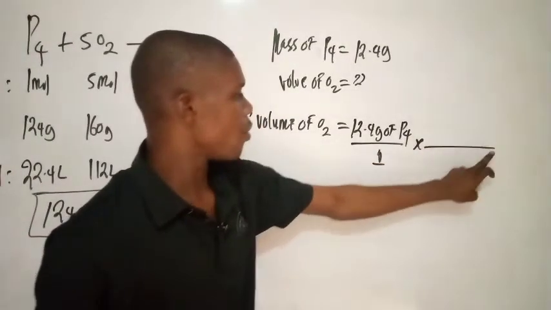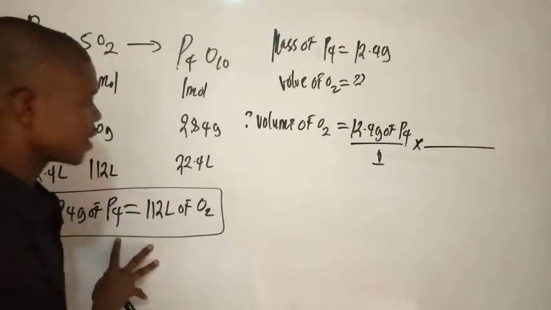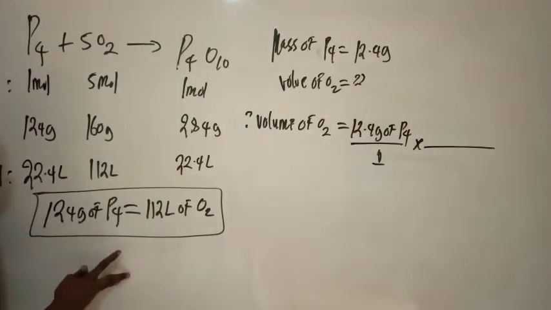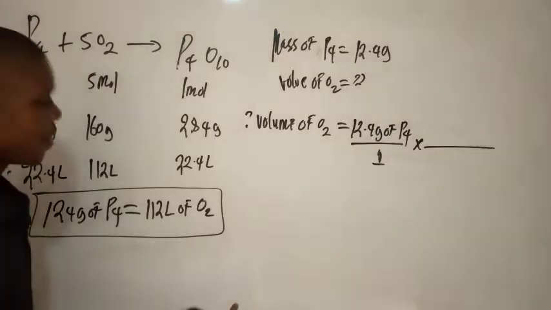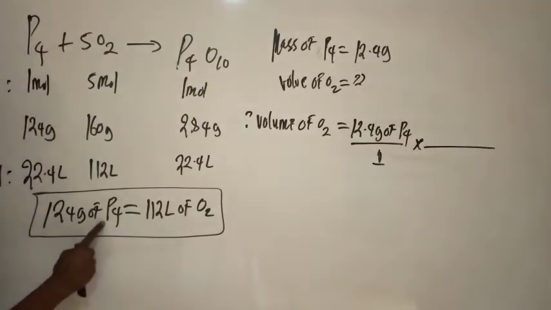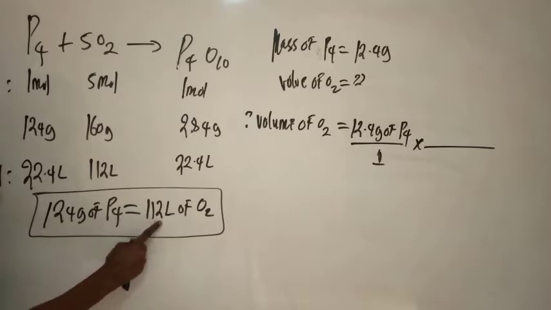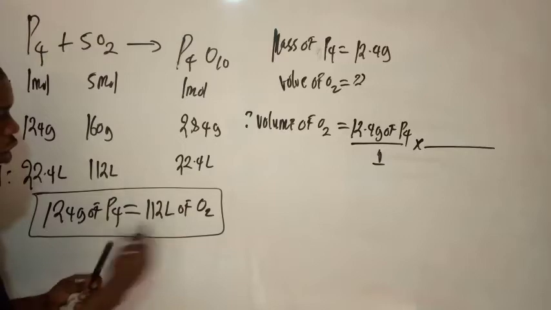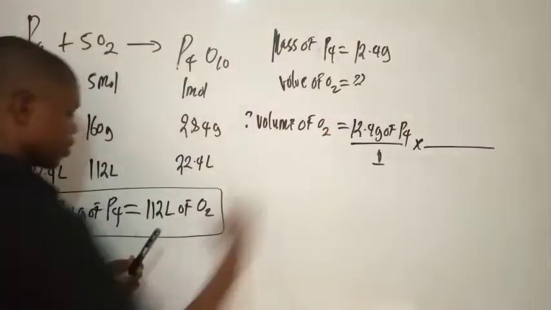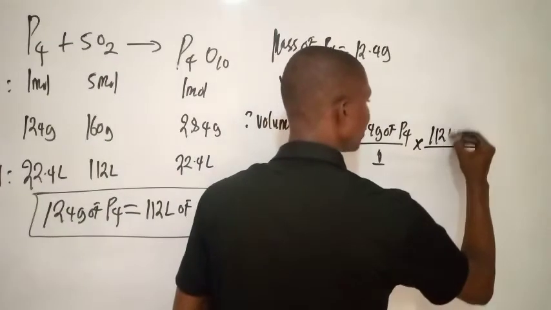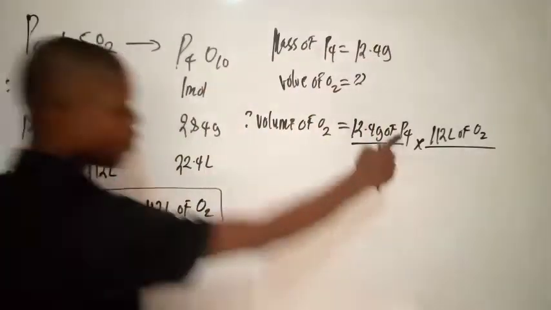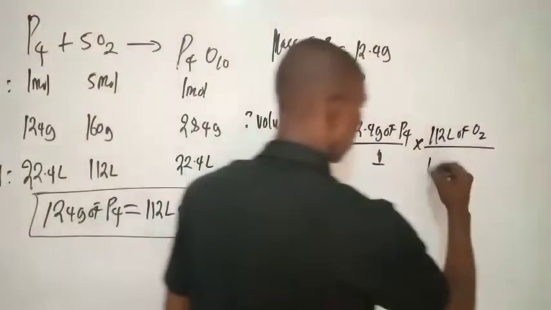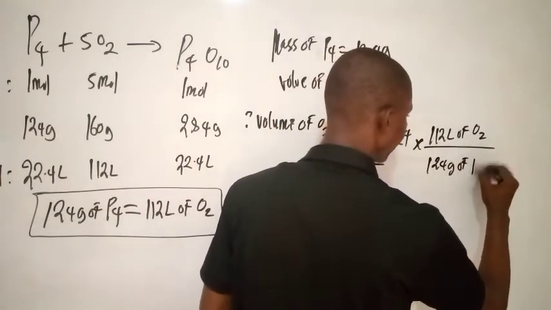right? So now this way we are going to bring stuff here. We are going to arrange it in such a way that the units cancel and we are left with the required unit. What do I mean? Here we have 124 gram of phosphorus equals 112 liters of oxygen, right? Now because we are calculating the volume of oxygen, this one will go to the top. So here we have 112 liters of O2, right? Because that's what we are calculating for. Then this one, move it down. Here we have 124 gram of P4.